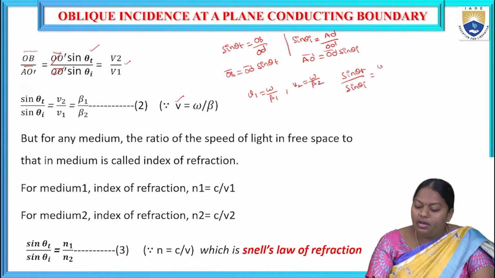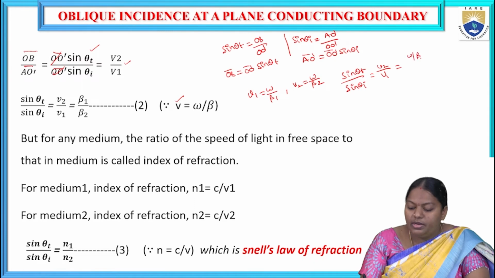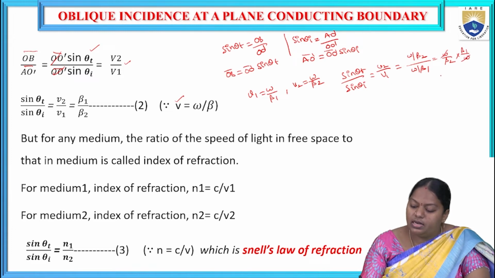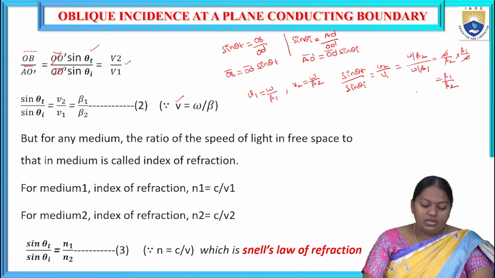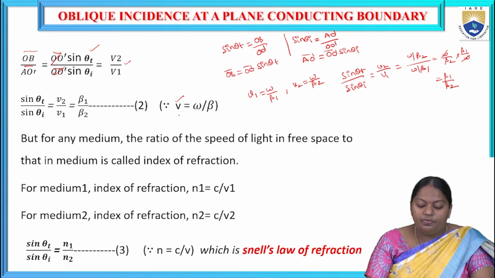Now if we substitute, sine theta t by sine theta I equals V2 by V1, which is omega by beta 2 by omega by beta 1. If you simplify this, omega by beta 2 into beta 1 by omega, the omega and omega get cancelled, which is equal to beta 1 by beta 2. So one more relation is sine theta t by sine theta I equal to V2 by V1 equal to beta 1 by beta 2, and this relation is obtained from the velocity V equal to omega by beta.